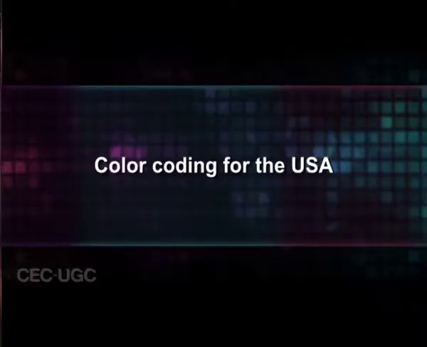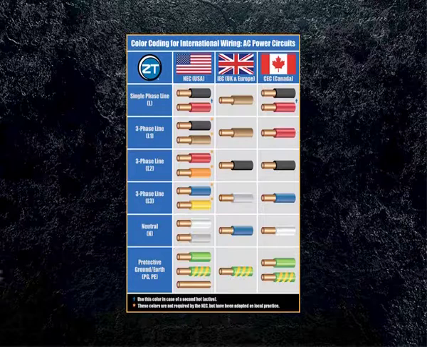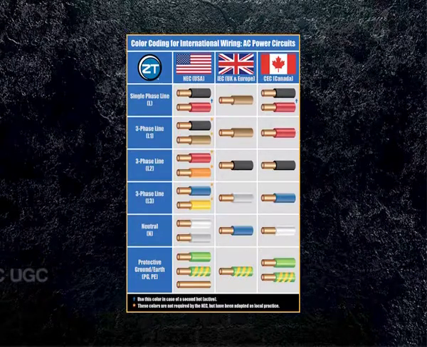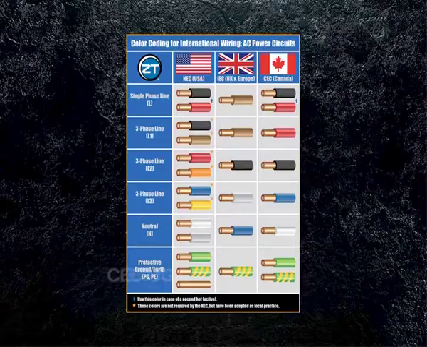Color coding for the USA. The black wire is connected to the hot, live terminal. The white or neutral grey wire is connected to the neutral terminal, and the green wire is connected to the safety ground, that is earth terminal.